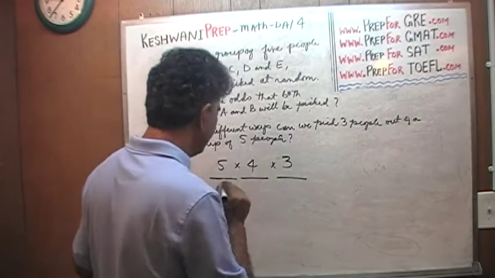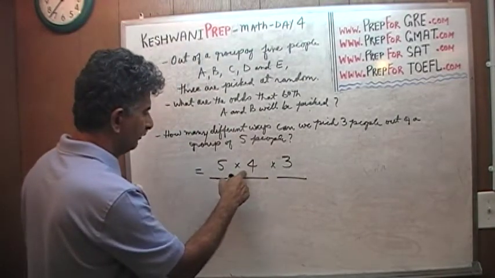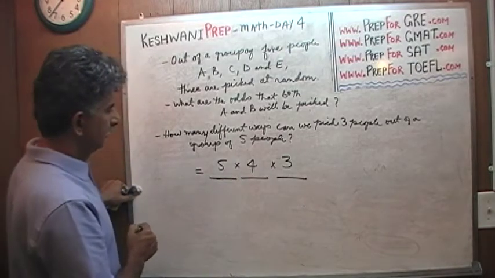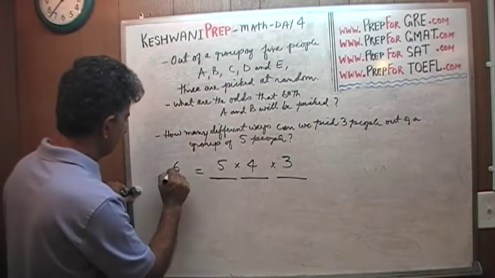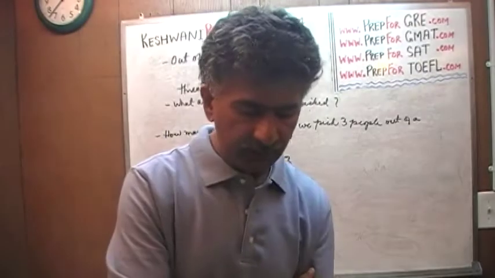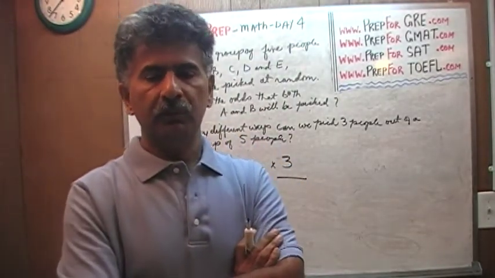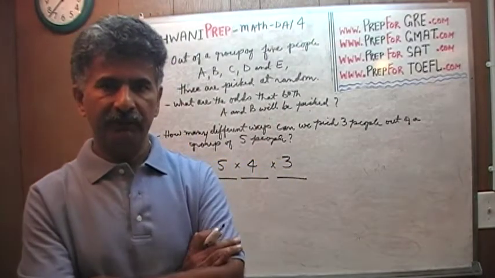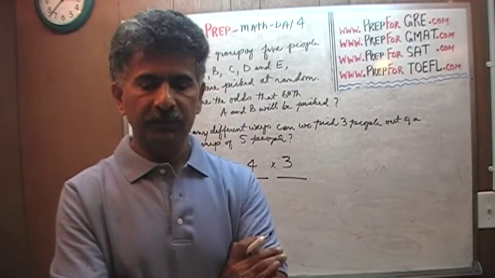Well, that was the easy part. There are 60 ways. 5 times 4 is 20, 20 times 3 is 60 different ways we can pick 3 people out of a group of 5 people. The question is, out of those 60 different combinations that we can possibly have, how many are there going to be where you're going to find both A and B?